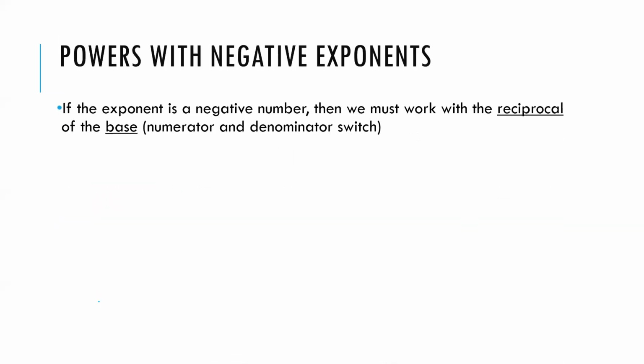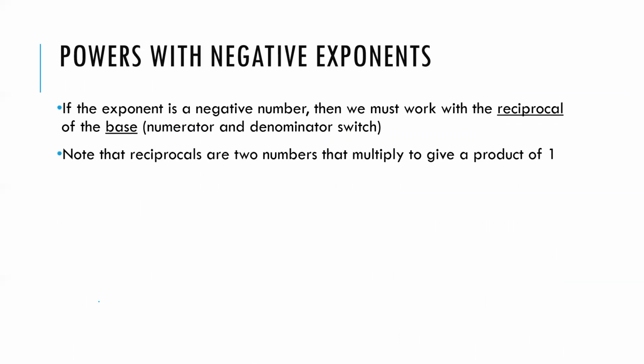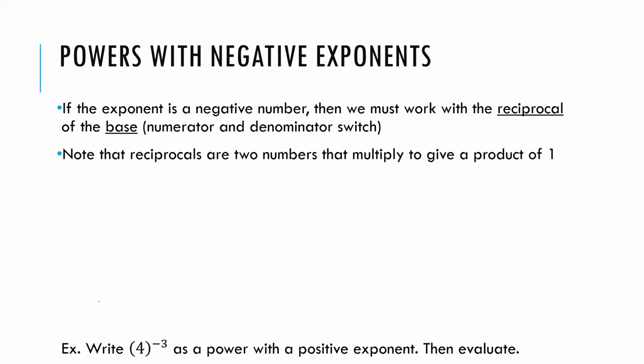So how do we deal with negative exponents? With negative exponents, the whole idea is that you work with the reciprocal of the base. So you're basically going to switch the numerator and the denominator, right? Remember, the reciprocal of a number is the number we have to multiply by to get to 1. So really what you're doing is simply switching the numerator and the denominator. You switch their position. Note that the reciprocals are two numbers that multiply together to give us a product of 1.